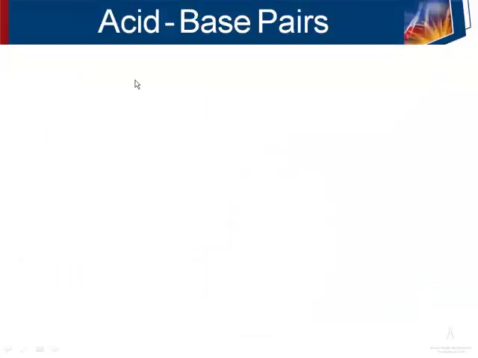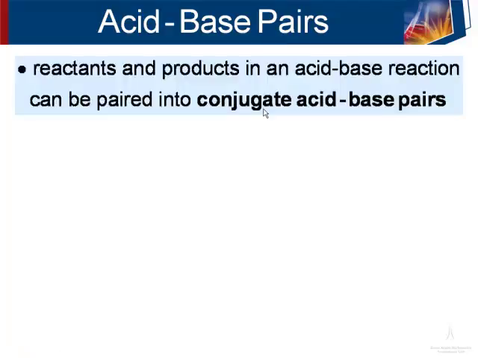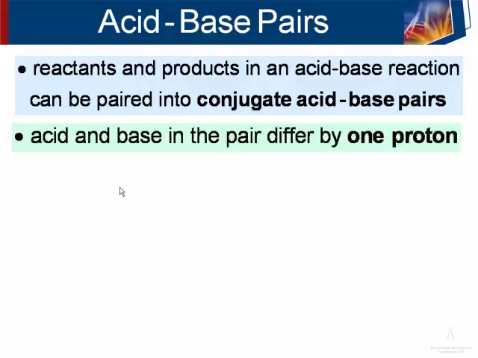The next key concept in this lesson is the concept of acid-base pairs. Reactants and products in an acid-base reaction can be paired into what we call conjugate acid-base pairs. And basically, an acid and a base in the conjugate acid-base pair differ by one proton.